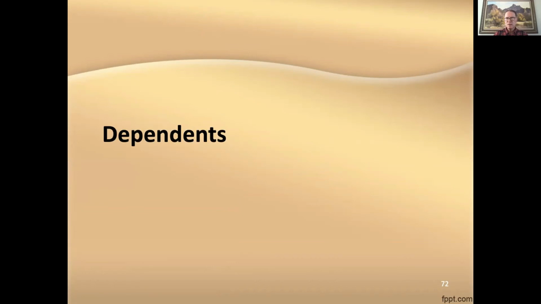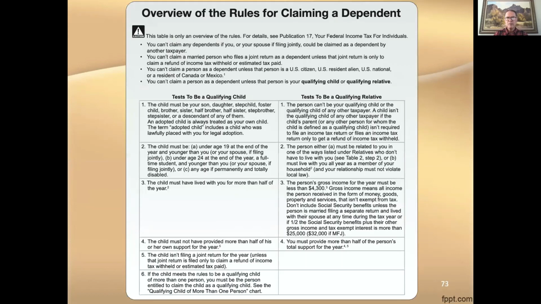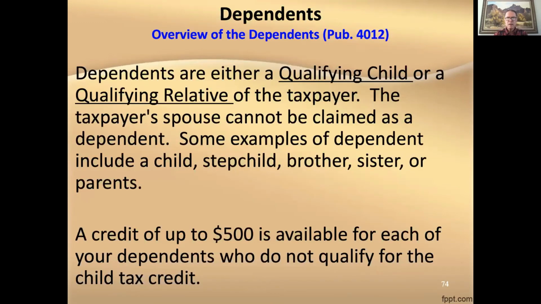This is the second decision that you will have to make that's really important to TaxSlayer software. You can be one of two things: a qualifying child dependent or a qualifying relative dependent. There are two different sets of tests for this. In your 4012, there are some pages that deal with this and lay out what those tests are. We're going to go over those tests in just a second. Qualifying child or qualifying relative.